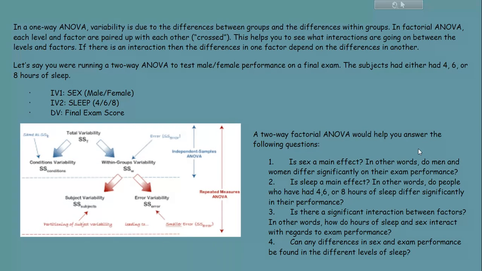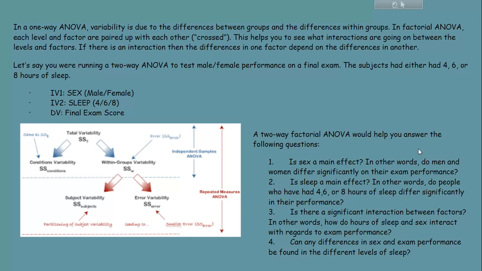In a one-way ANOVA, variability is due to the differences between groups and the differences within groups. In factorial ANOVA, each level and factor are paired up with each other, or they're crossed. The below graph does a pretty good job of explaining how those are crossed.